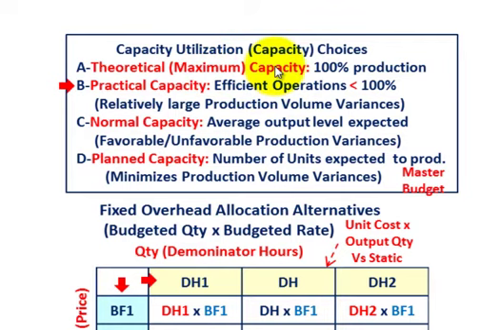With theoretical or maximum capacity, you'd really have very large production volume variances. And the practical, you really can't meet that capacity level. Practical capacity, relatively large production volume variances. Normal capacity, you see what's happening when you're moving down through these different capacities, you're getting less and less production volume variances. Normal capacity, sort of favorable, unfavorable, it depends. It swings back and forth. And then planned capacity, you really should have very little production volume variances. And we're going to be keying in on these production volume variances now when we look at our graph.